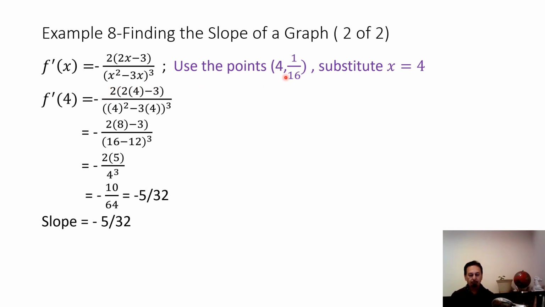So now we use the point 4, 1/16 and substitute x equal to 4. So f prime of x becomes f prime of 4, minus 2 times 2 times 4 minus 3, over 4 squared minus 3 times 4. Now we're simplifying, so we get minus 2 times 4 times 2 is 8 minus 3, and 4 squared is 16, 3 times 4 is 12. So further simplifying becomes negative 2 times 5 over 4 cubed. So 2 times 5 is 10, 4 cubed is 64. We can reduce it to minus 5 over 32, and that is the slope.